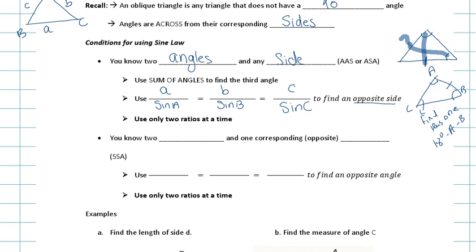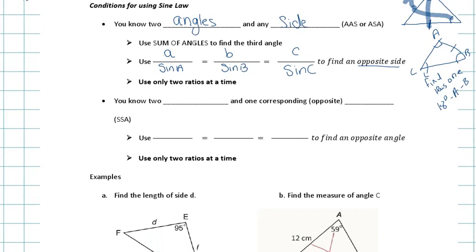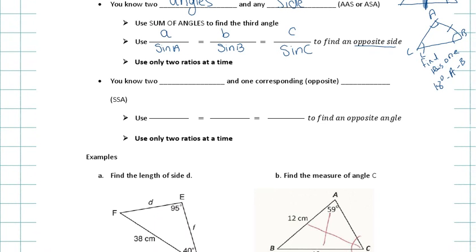Now for sine law, there are two formulas. The first formula is this one, and I use it when I'm finding an opposite side. And then the same formula, but switched, I use it when I'm finding an angle. You know two sides and one corresponding, which means opposite, angle. Then you can use sine law, and it will be written like this.